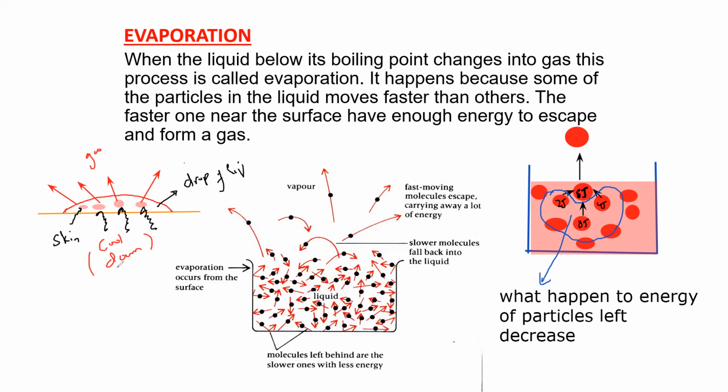For example, if you are doing exercise and you are sweating, what is the advantage when you sweat? On your skin there is water, and this water will evaporate. As this water evaporates, it will cool down your body. So it is like a cooling mechanism for our body.